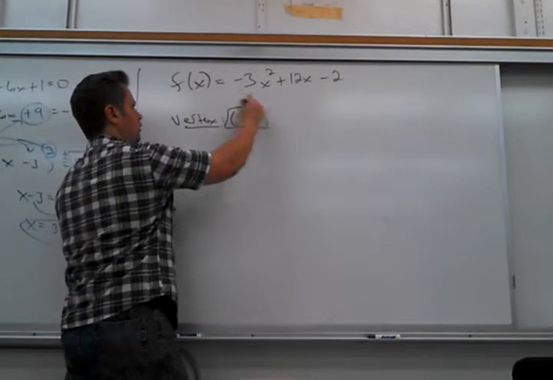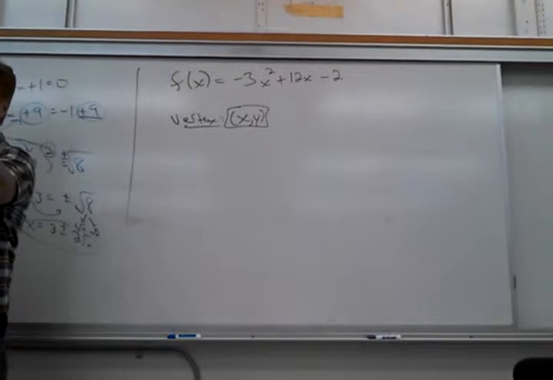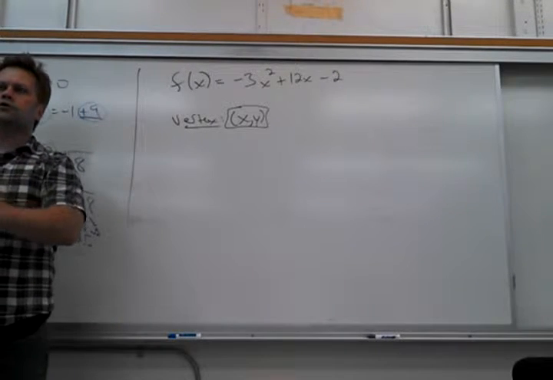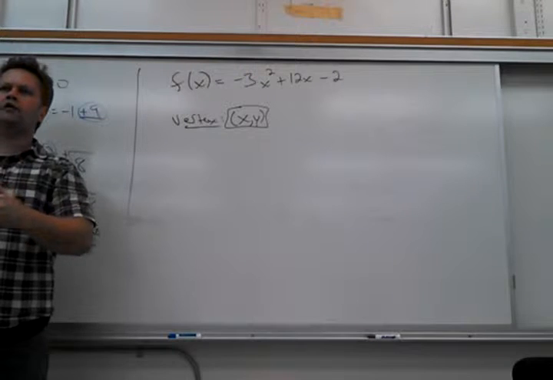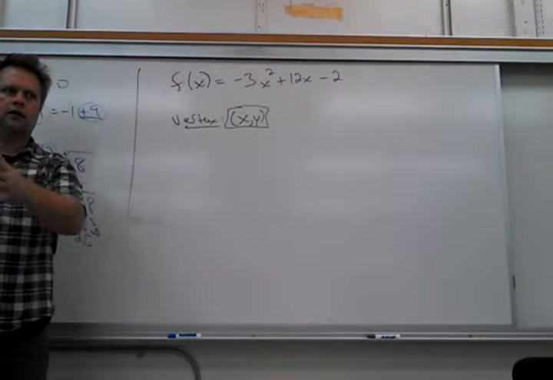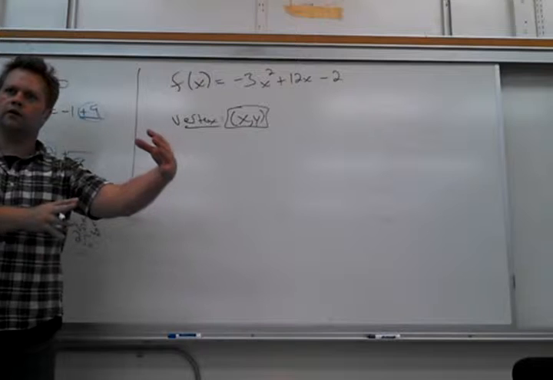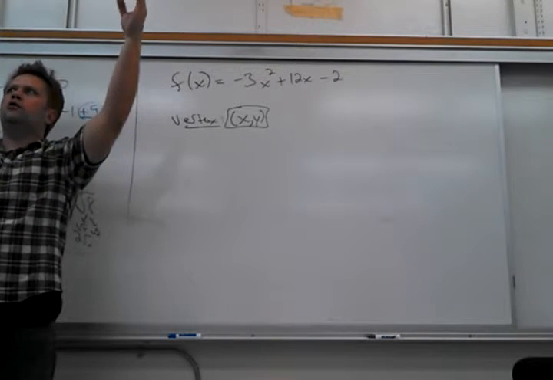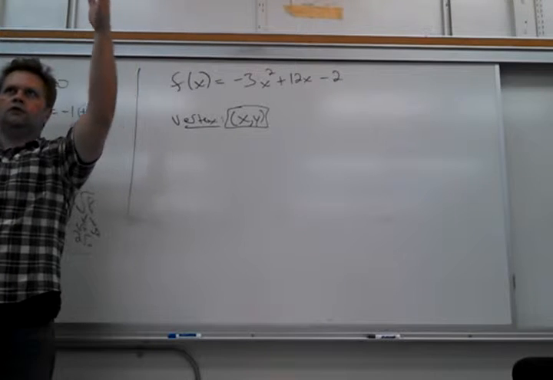So the vertex is in the form (x, y), right? The vertex is a point. It's going to be somewhere in the plane. So the shortcut starts with telling me how to find the first part of the point, and then I just use that to find the second part of the point. The whole idea that I kept developing was that if I know the intercepts, the vertex will be right in the middle.